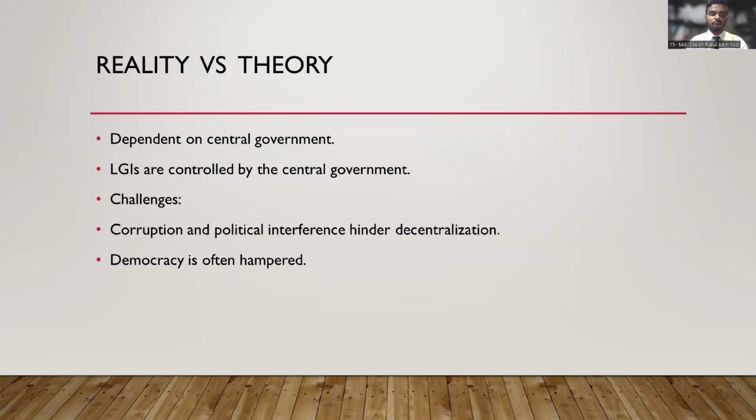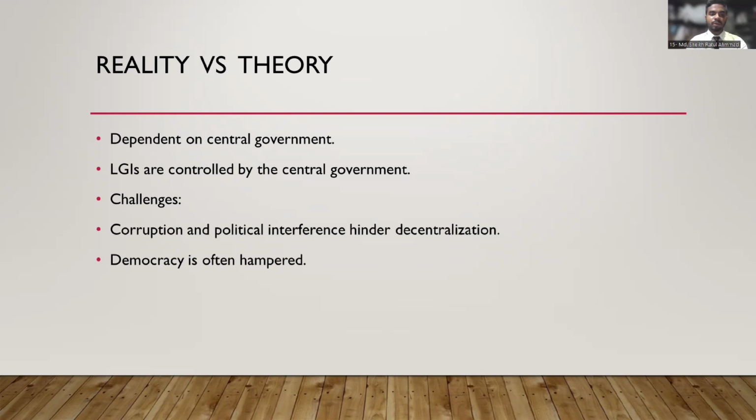In reality, local governments in Bangladesh remain heavily dependent on the central government. Local government institutions are controlled by the central government, limiting true autonomy. When we asked the Union Parishad chairman in Narayanganj Sadar Upazila about the dependency on the central government, they informed us that they have their own source of revenue, but that it is insufficient. That's why they are highly dependent on the central government.